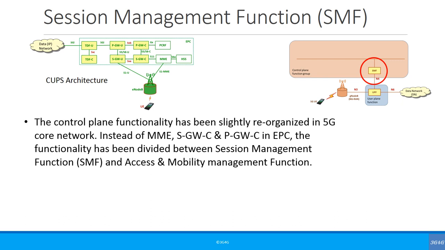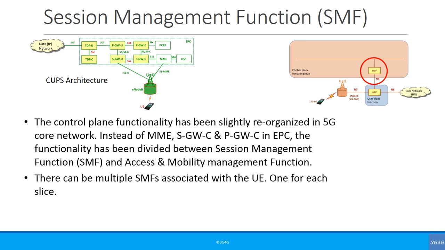The control plane functionality has been slightly reorganized in the 5G core network. Instead of MME serving SGW-C, PGW-C in EPC, the functionality has been divided between session management function SMF and the access and mobility management function AMF. We will see AMF soon. There can be multiple SMFs associated with the UE, one for each slice. Now, this is an important point to remember. When we look at some of the examples later on, we will see this.